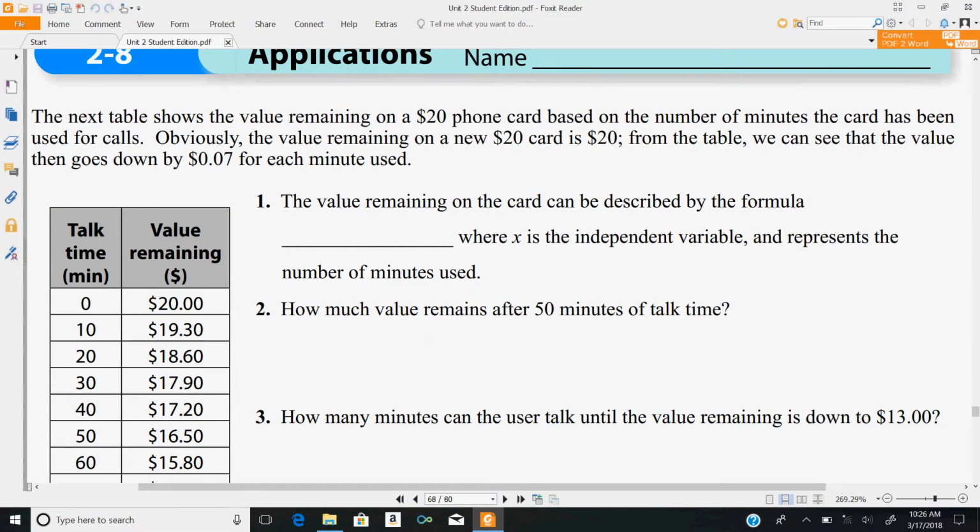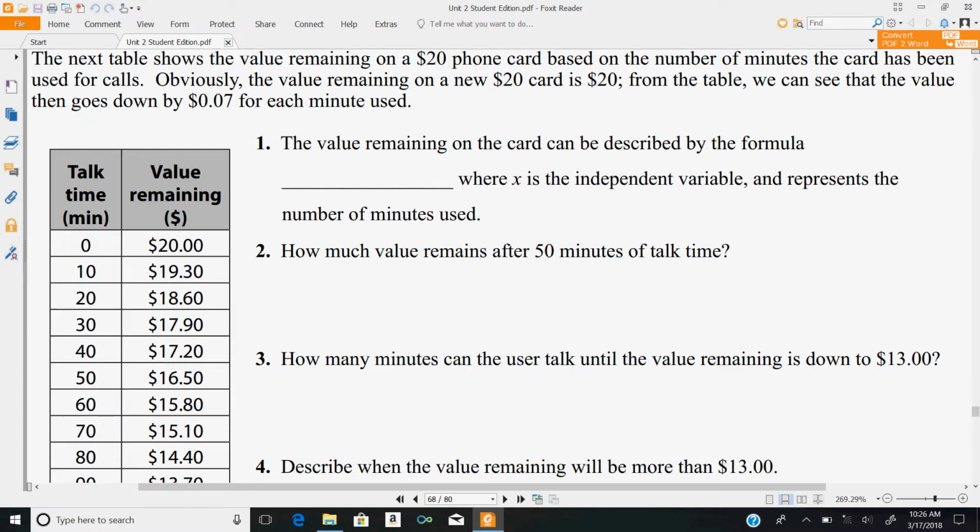The first problem, basically two problems in the applications. The first one talks about a phone card and how much time is remaining, how many minutes. Actually, how much value is remaining on the phone card.